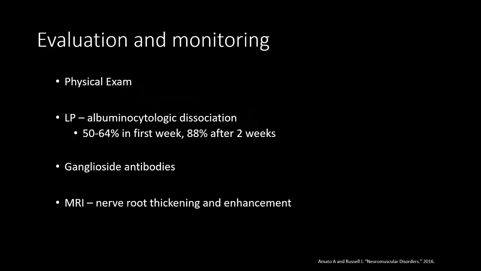So if you're suspicious of GBS, the physical exam is going to be very important, but your other workup is going to include a spinal tap, and you're looking for elevated protein in the absence of pleocytosis. So if there is an elevated white blood cell count, then you want to be thinking about things like Lyme disease and HIV.